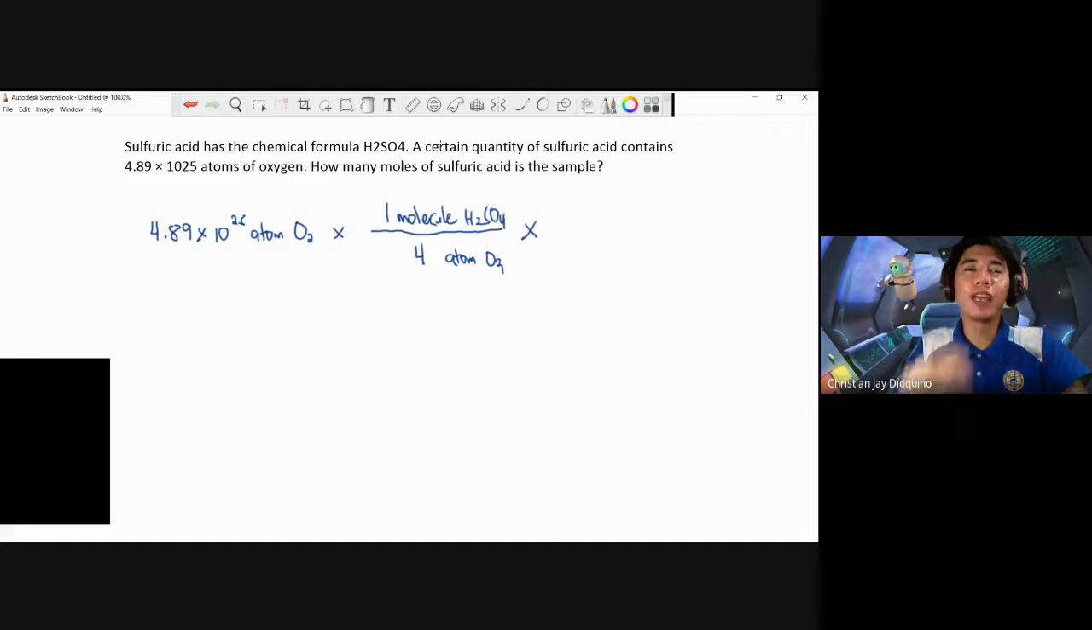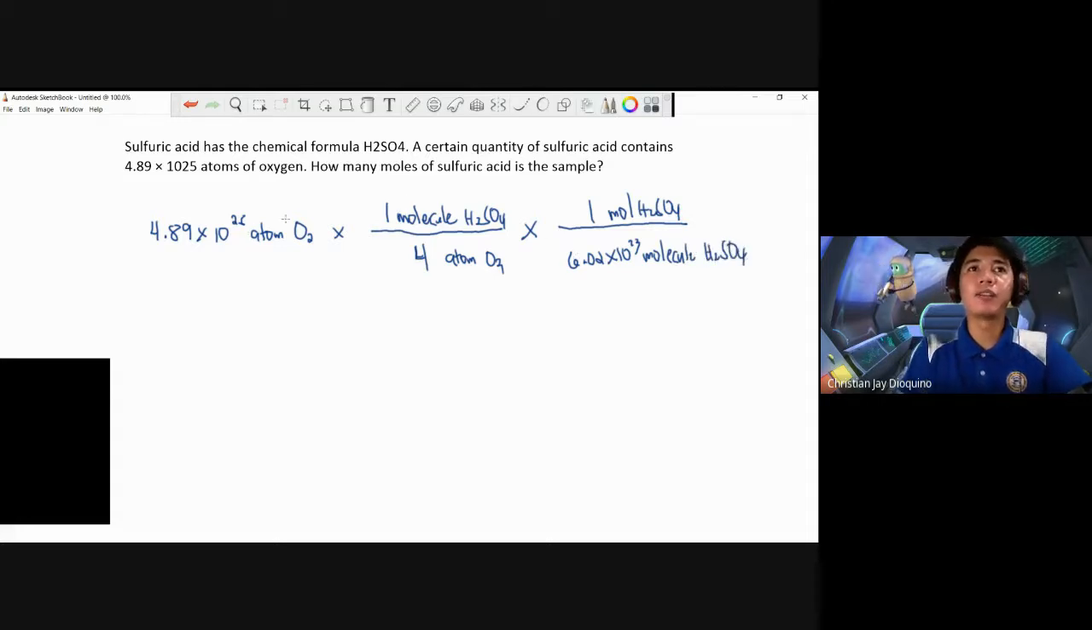If the given were S, we would put 1, since S is 1 here. Since we are asked about oxygen, or what we will cancel is oxygen, we put 4 atoms. In this situation, we can convert it into molecules, and then into number of moles. For every 1 mole of H2SO4, there is 6.02 times 10 raised to 23rd molecules of H2SO4.